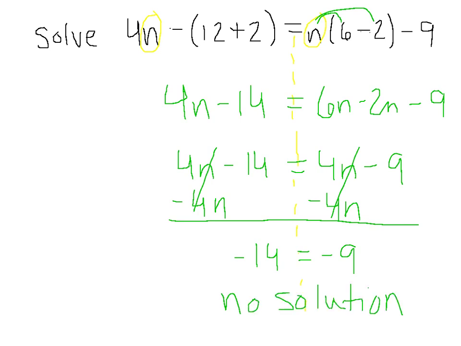You can even see that further back in the problem back here. 4n minus 14 is not the same as 4n minus 9, because here we have the same thing. But then we still have that minus 14 and minus 9. They can't be equal to each other. So our final answer is no solution.